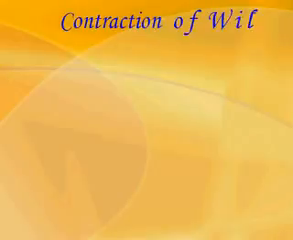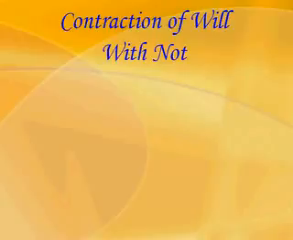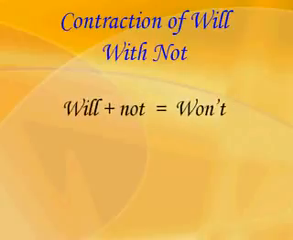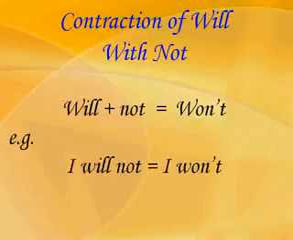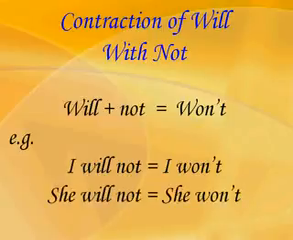Now we'll look at contraction of will with not. Will plus not is equal to won't. So when you contract will with not, it changes into won't. For example, I will not changes into I won't, and she will not changes into she won't.